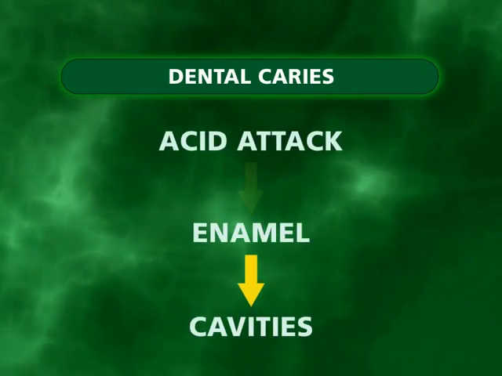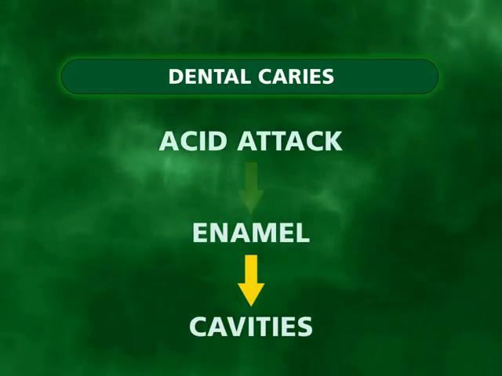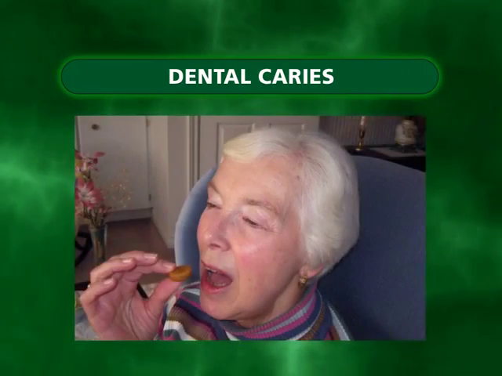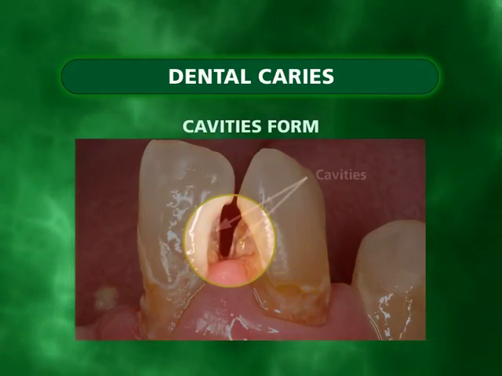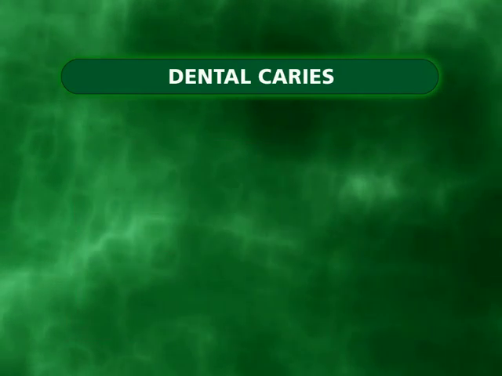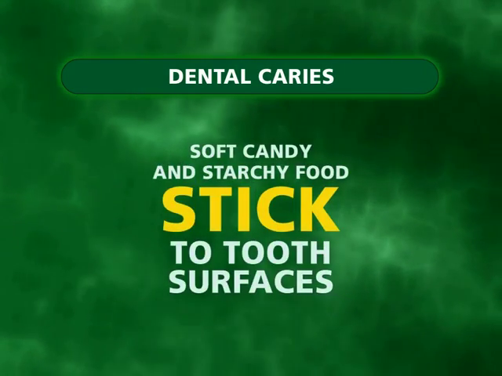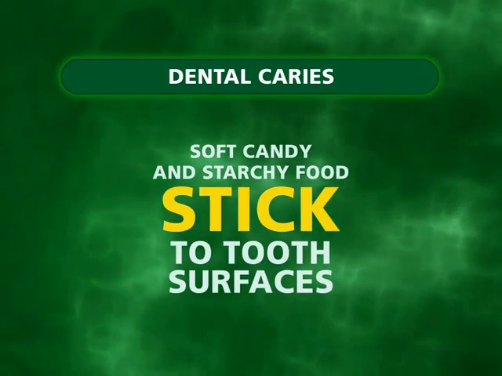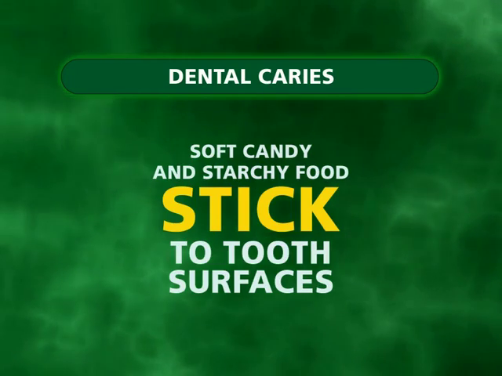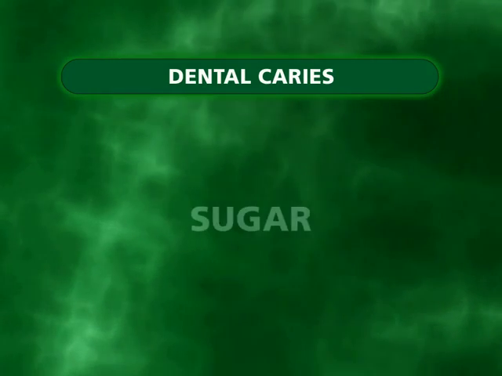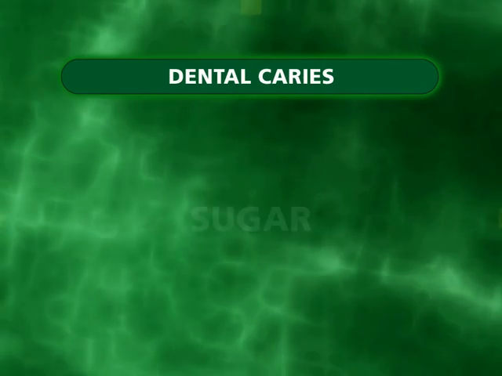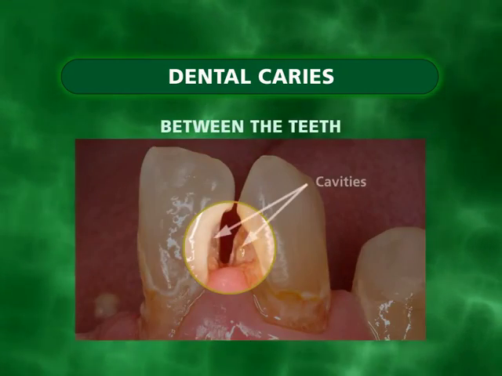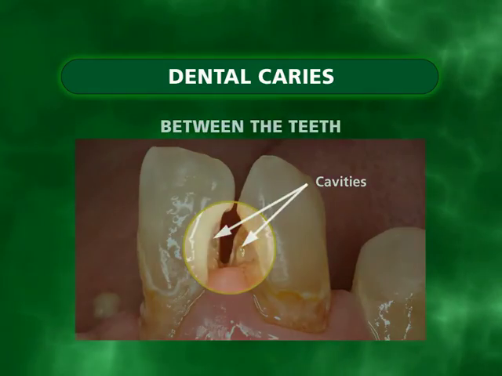Cavities develop when the enamel on your teeth is destroyed with repeated acid attacks. When residents suck on candies all day long, their mouth stays acidic for long periods of time, and this allows for cavities to form on the teeth. The consistency of the food is also important. Soft candy and starchy foods can stick to the surfaces of the teeth and stay there for long periods of time. Sucking on candy allows the sugar to reach all areas of the mouth, causing decay to occur between the teeth as well as the front and the back of the teeth.